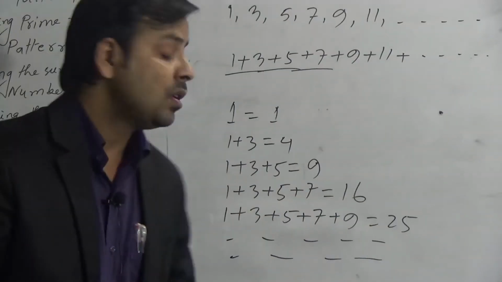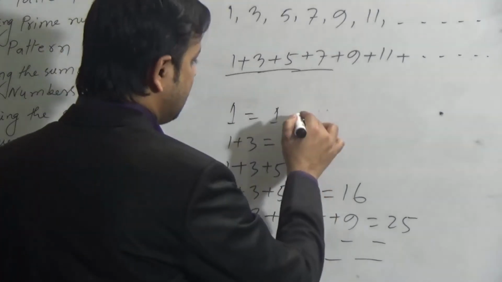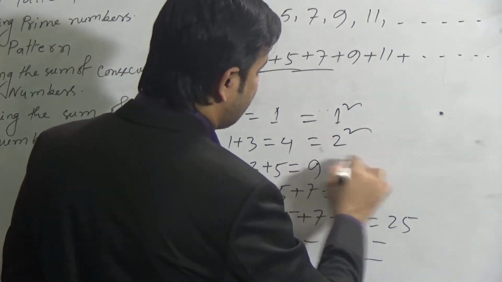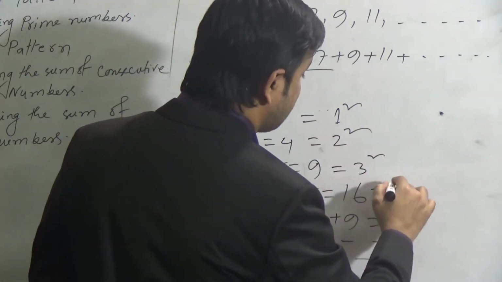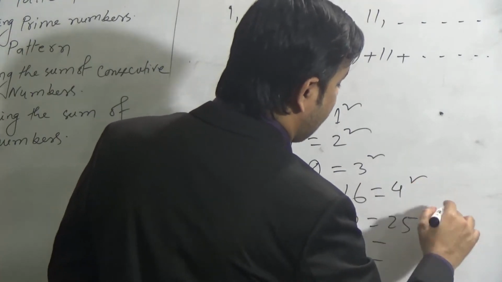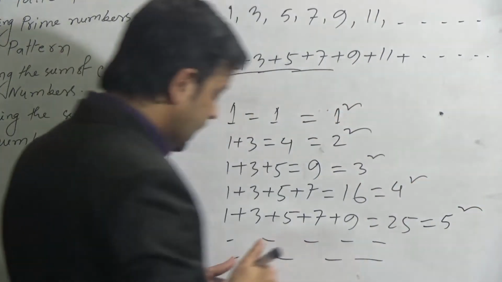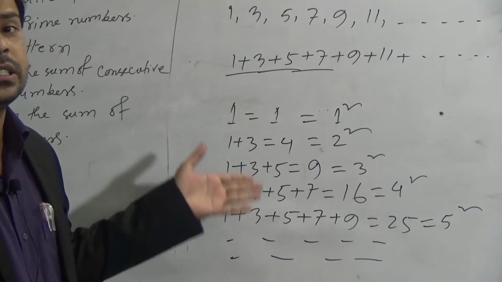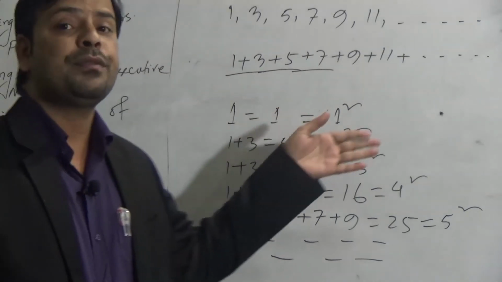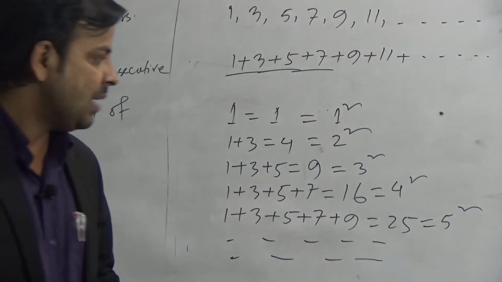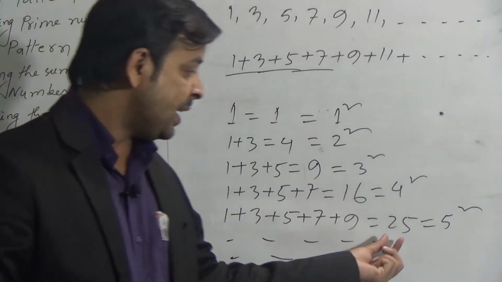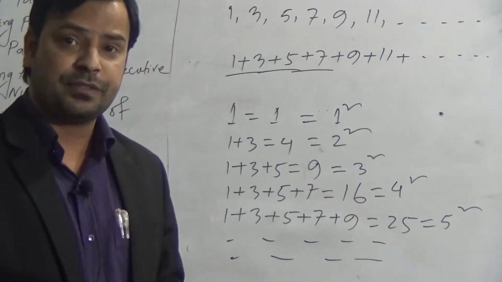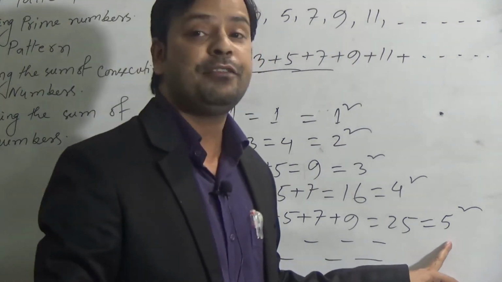From this, we can determine a technique. What is the technique? 1 we can write as 1 square. 4 is 2 square. 9 is 3 square. 16 is 4 square. 25 is 5 square. What does it mean? When we are adding the odd numbers, we are getting the square of the number of terms. If we add 5 odd numbers, our sum is 25. As we are determining the first 5 odd numbers, the sum will be 5 square.